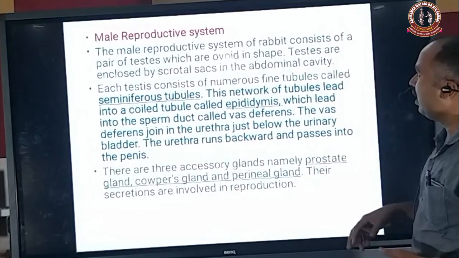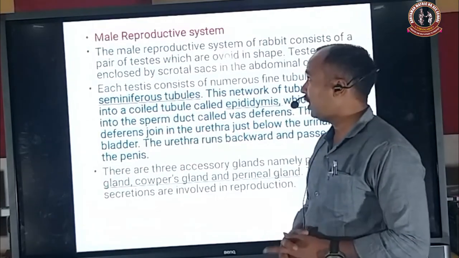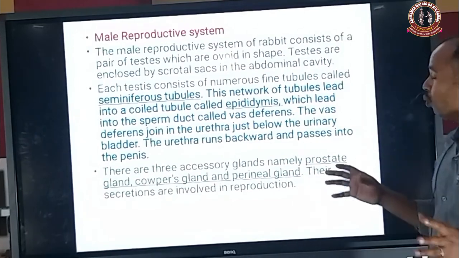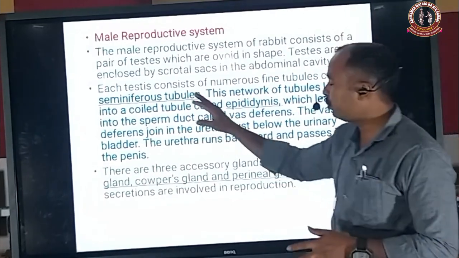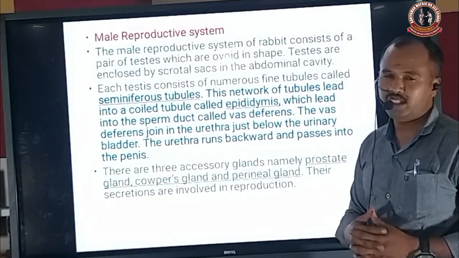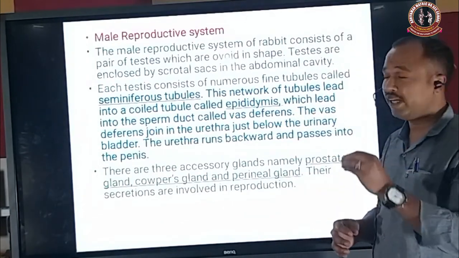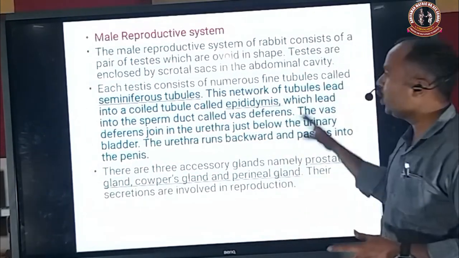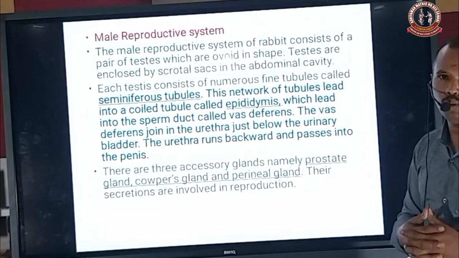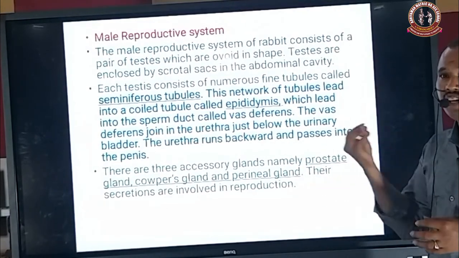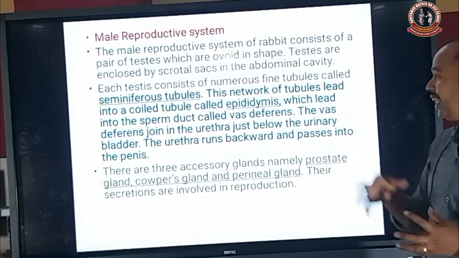Okay, and then the male reproductive system. The male reproductive system of the rabbit consists of a pair of testes, which are ovoid in shape. Testes are enclosed within scrotal sacs, located in the abdominal cavity. Each testis consists of numerous fine tubules called seminiferous tubules. The seminiferous tubules mainly take part in the production of sperms, the male gametes.